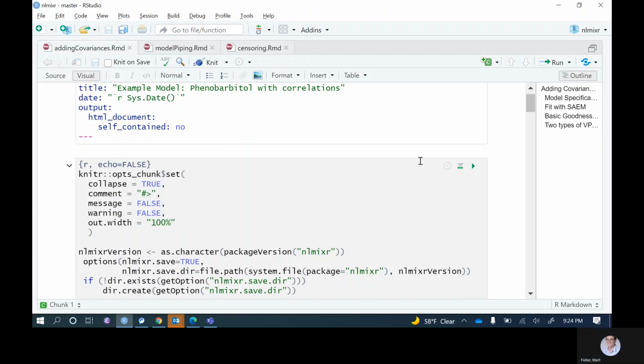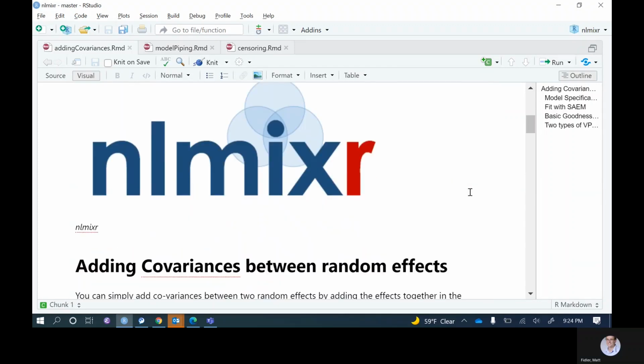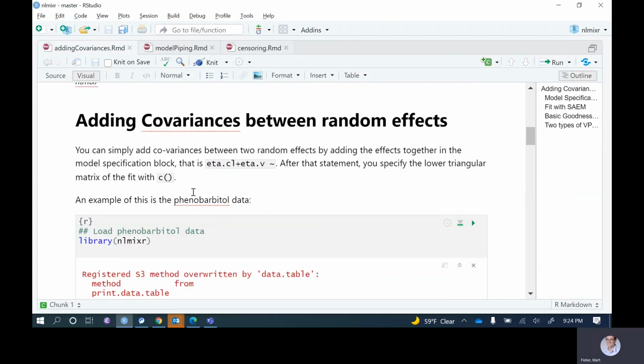It helps us to figure out how to run nlmixr and some of the things that can be done in it. First thing that I'll run is the knitting options and the way to cache the nlmixr fits. Then if you recall, the way to add covariances between subject variabilities is this little pseudo type of language where you add the between subject variabilities together and then have a tilde that tells you this is going to be modeled by a lower triangular matrix.